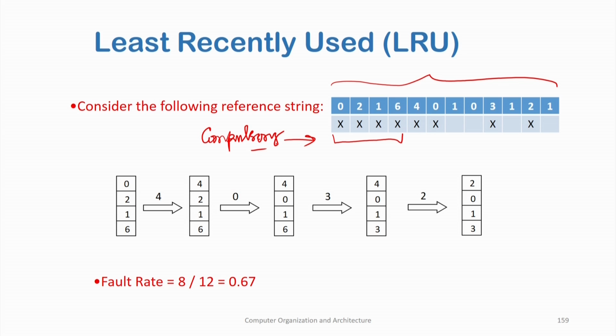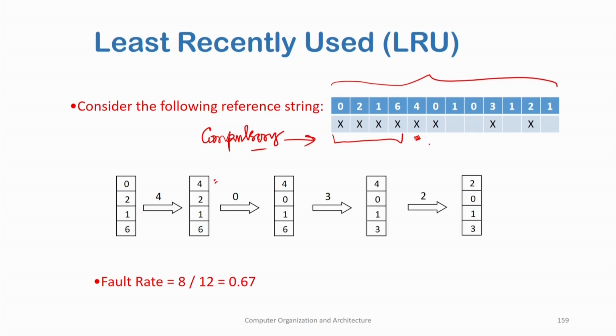These are compulsory, and then the fourth one replaces whom? The fourth one replaces 0, because all have been used once, and the least recently used is 0, because of the order 0, 2, 1, 6. So, 0 is replaced by 4, and then 0 is accessed again. So, this will result in a miss.